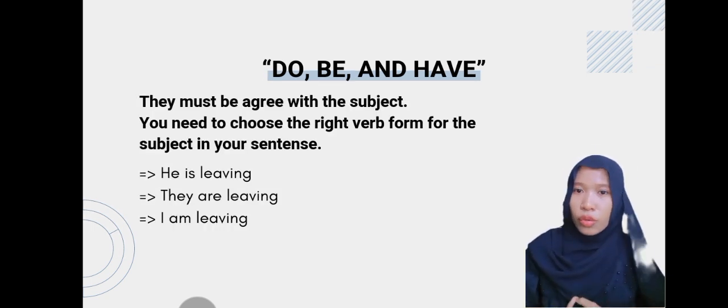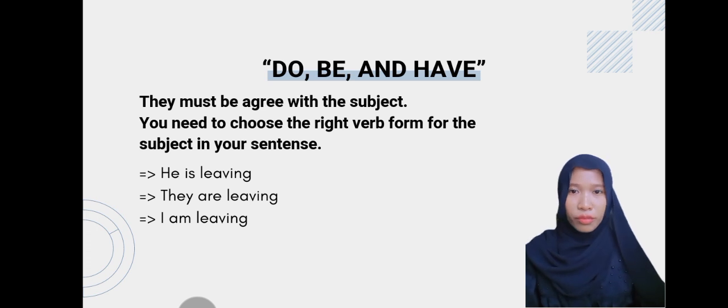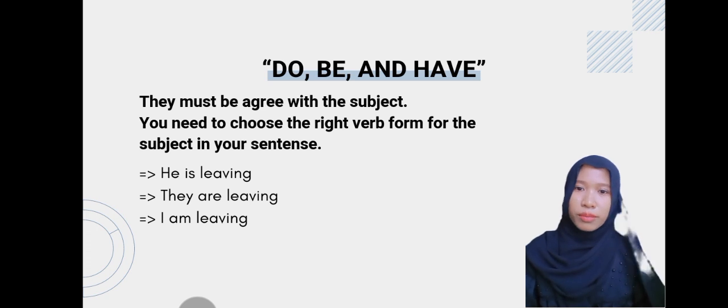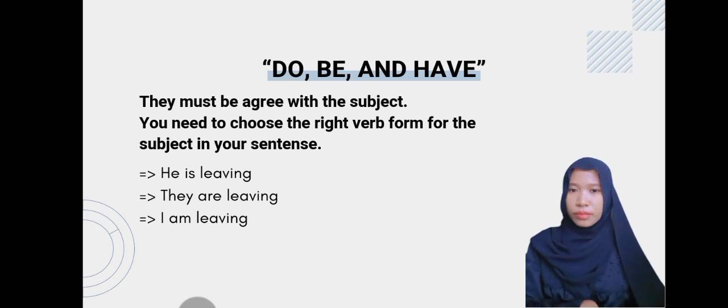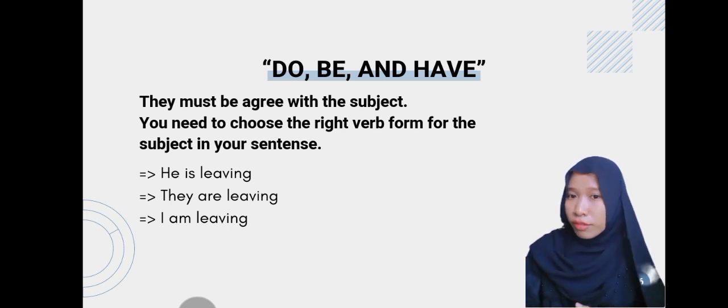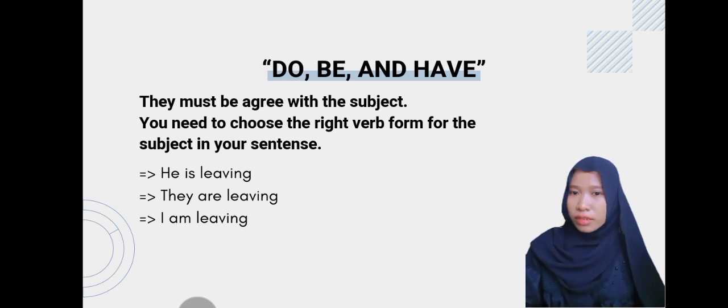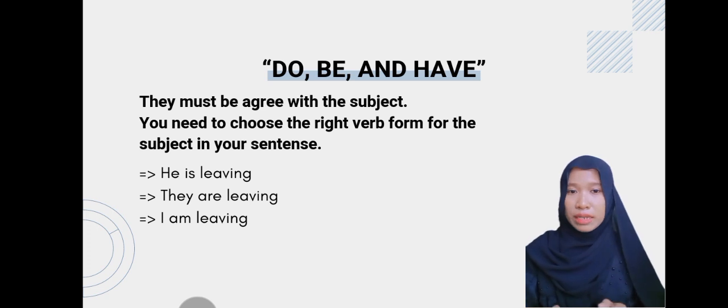Okay, number 2. When you are using an English verb, whether it is a sentence with only a main verb or there's an auxiliary verb, they must agree with the subject. You need to choose the right verb form for the subject in your sentence. For example, he is leaving, they are leaving, I'm leaving. Okay, the auxiliary verb must match the main verb.